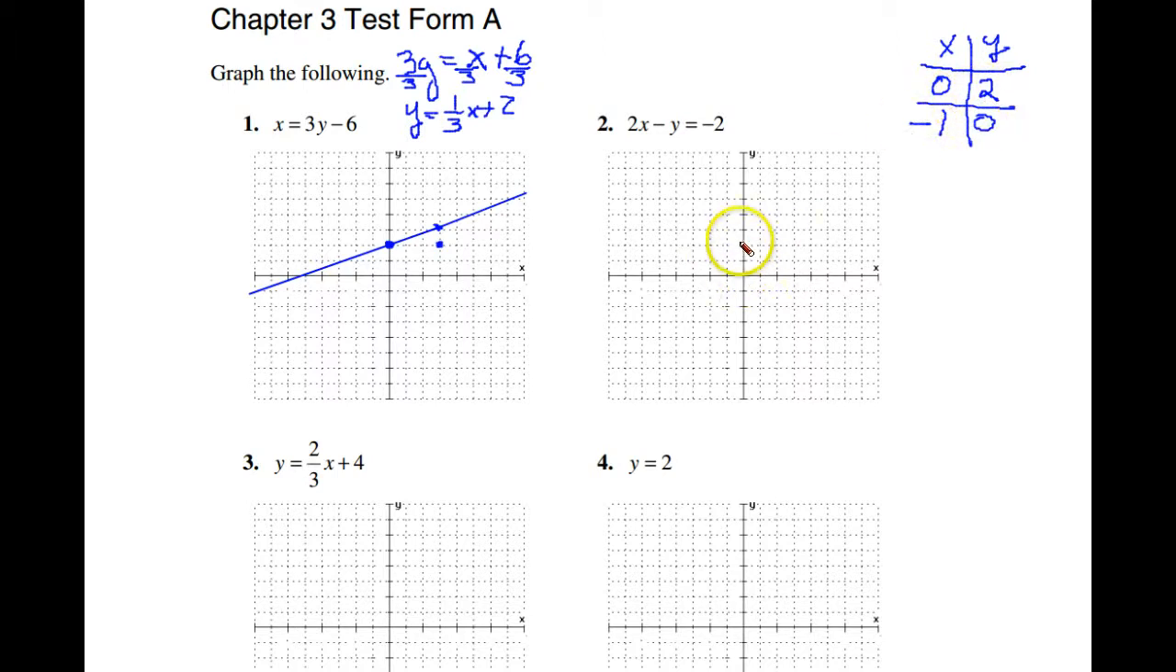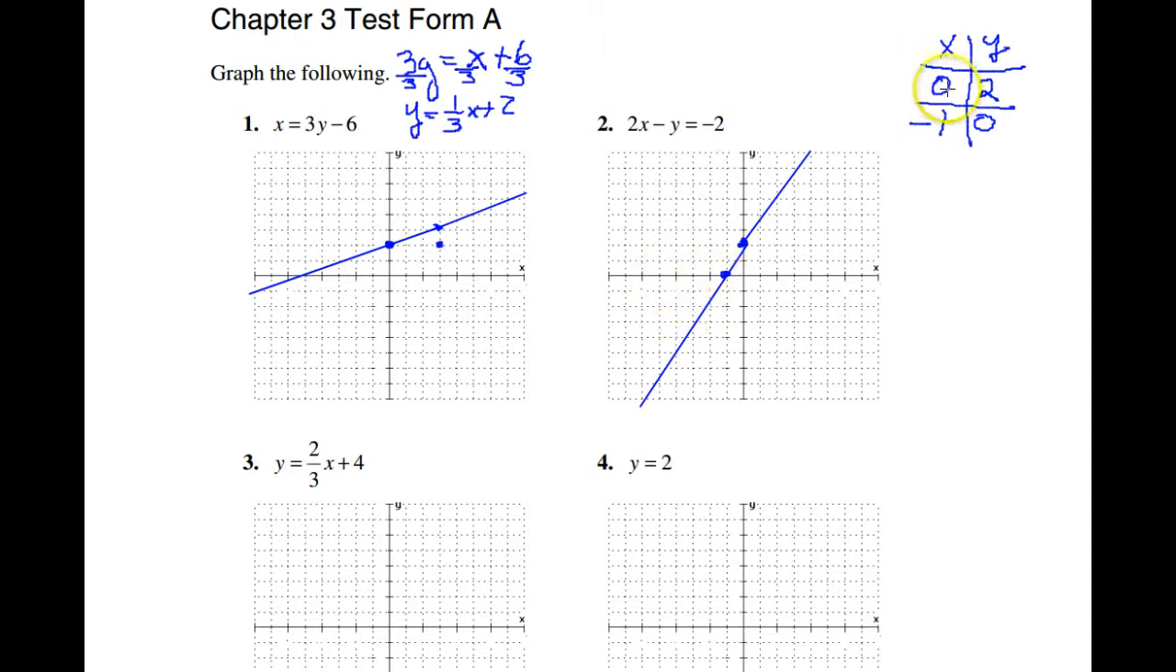Now, I recently checked a test that was done on paper at another school, and students were confusing the y-intercept, and I won't go into it. But this is the y-intercept, 0, 2. And then now -1, 0. And then we make our line. And I'm a little off there, but your lines can be made very nicely. Okay?